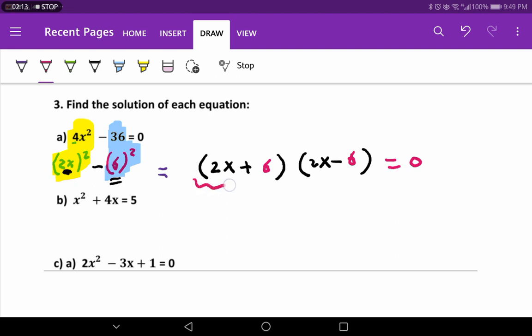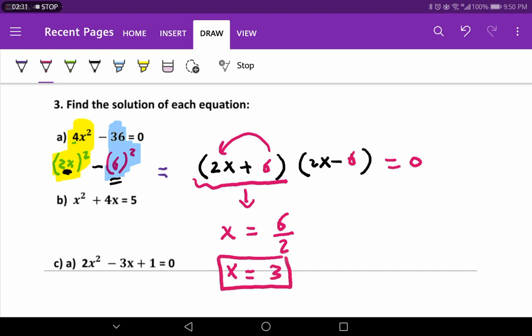So now from this, my dear student, you have to say x equals 6 over 2, and this means x equals 3. This is the first solution. The second one, because it is positive here, I have to write negative. Sorry for that. So x equals negative 3. This is from the first one.